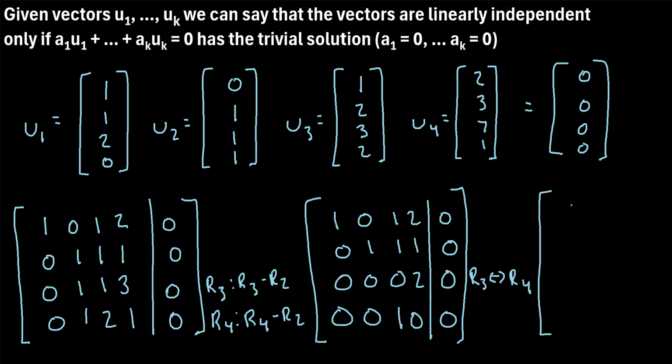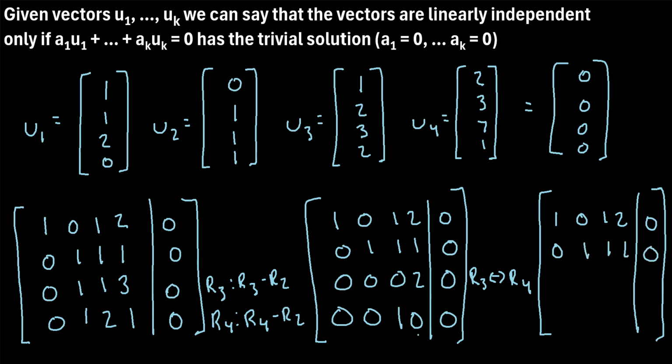So here's what we get as our row echelon form. 1, 0, 1, 2. So these first two rows don't change at all. And then we're swapping row 3 and row 4. So row 3 now becomes what row 4 was, and row 4 becomes this. So this matrix is now in row echelon form.